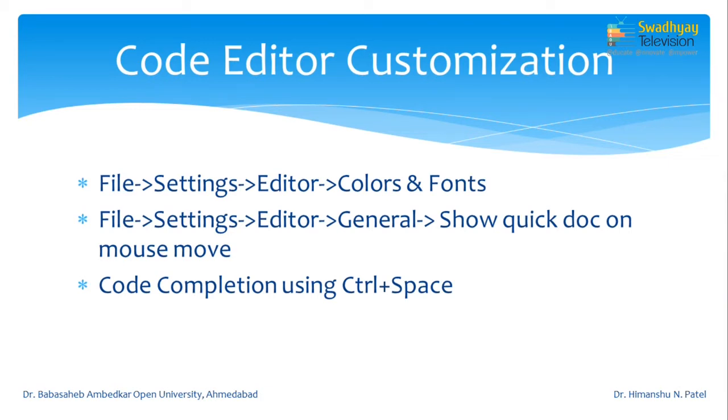And you have the option for automatic code completion using Control plus Space. That means, if you do not remember the complete method name, you can just type a few characters of the method and then press Control space bar, and it will automatically display all the methods or functions that start with the characters you have specified. These are some of the options.